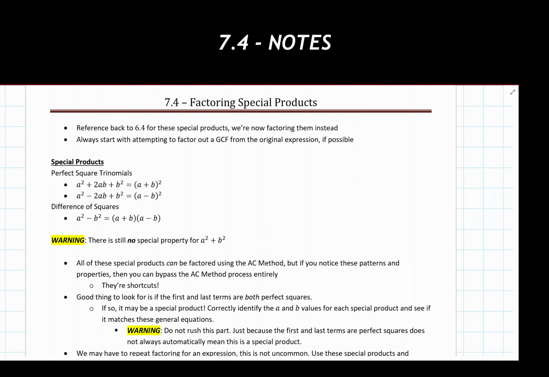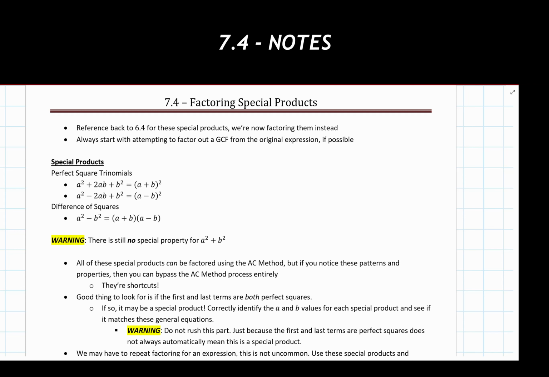Section 7.4 has us working with what are referred to as special products. And we're going to see how we're going to actually go through and factor these. Now what's really nice about this section is you can think of it as, and put some air quotes around it when you say it, shortcuts for factoring. Now the upshot of shortcuts is, in this case, it's going to save us a bunch of time.